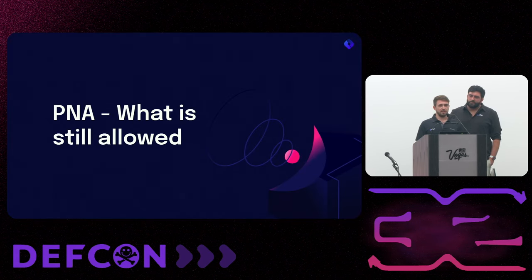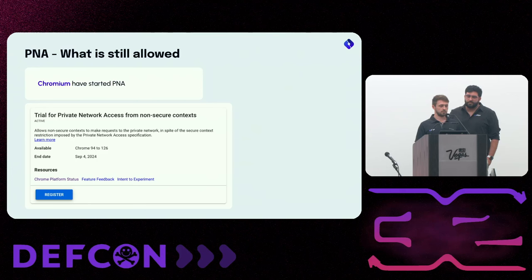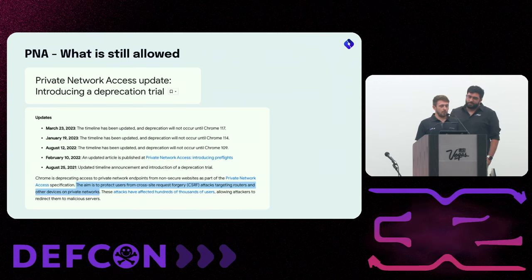Now, let's understand what is still allowed. So they started PNA. It took a long time to roll out. It's still not a mainstream component in Chrome. It should have been available by Chrome 126, but it got delayed several times. They even had to revert it at some point because they broke a lot of websites, but their aim is very clear. They want to mitigate CSRF attacks and DNS rebinding attacks to local addresses.